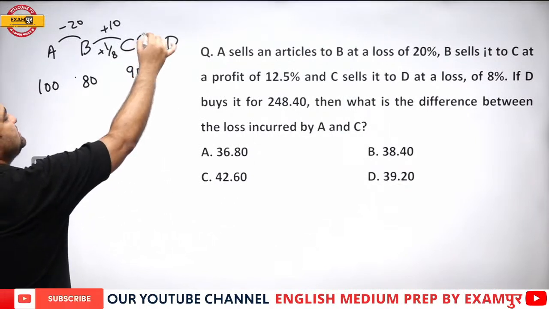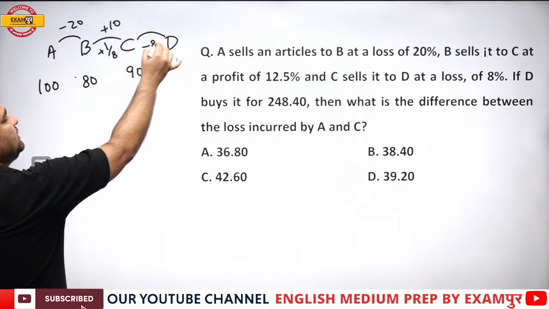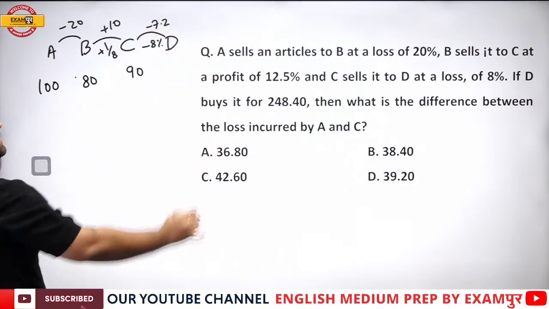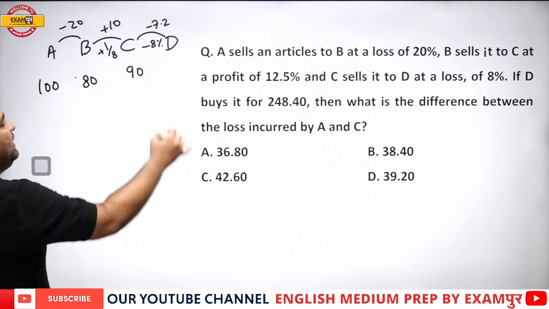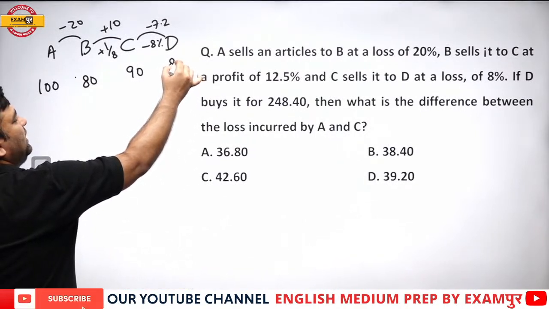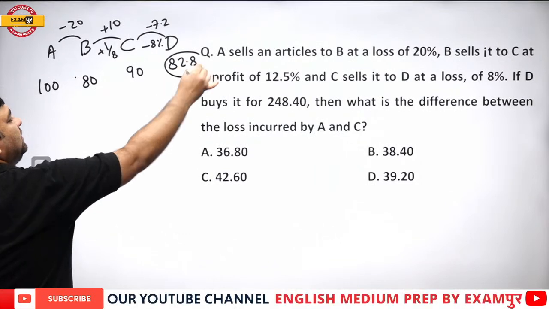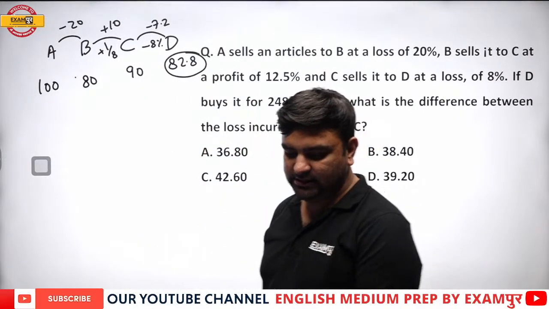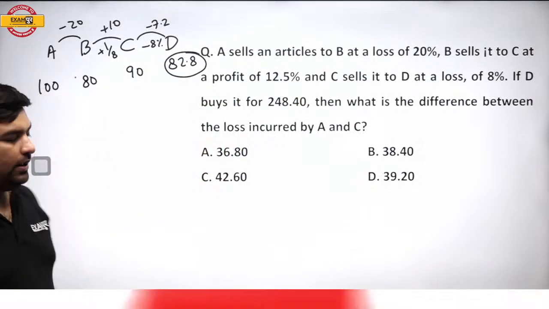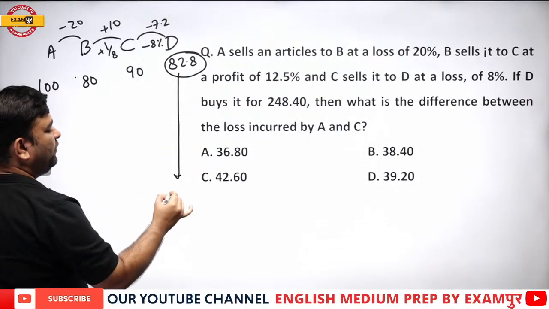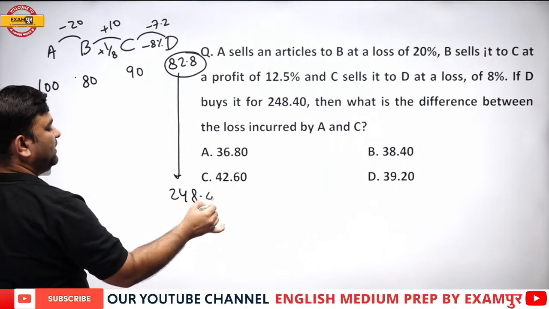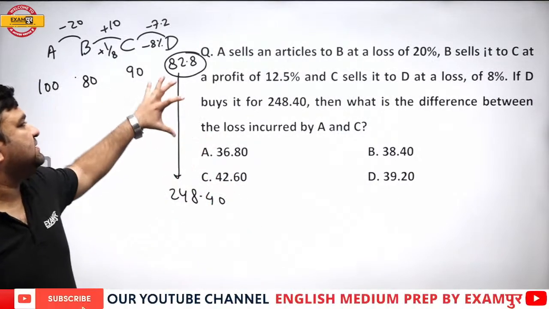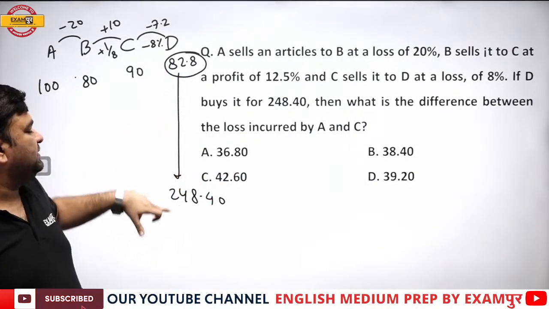C suffers a loss of 8%. 8% of 90 is 7.2, so suffered a loss of 7.2 and finally sold it for 82.8. 82.8 is being given as 248.4. Very clearly looking, 3 times. 82.8 times 3 is 248.4.